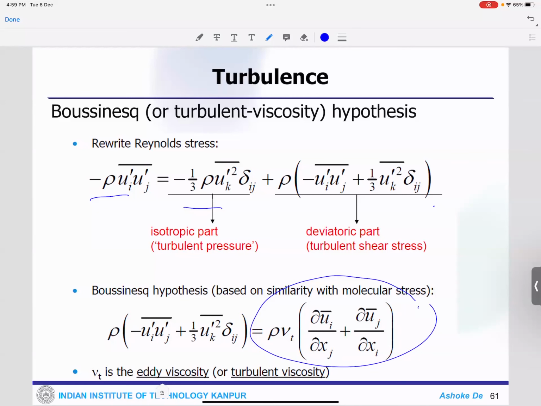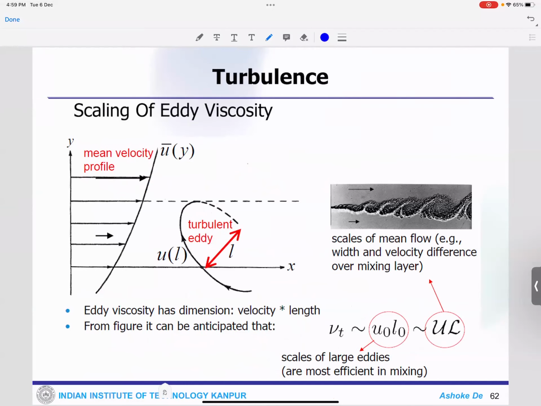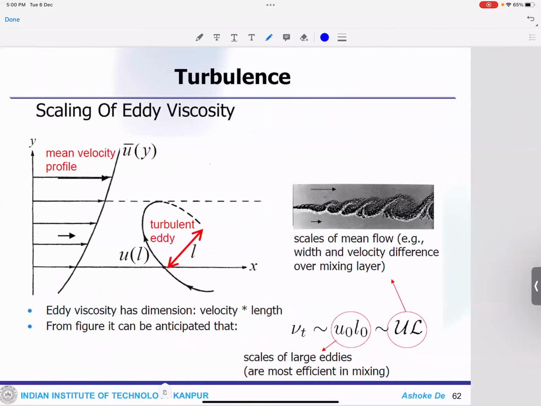Then you couple that together with the main flow equation. In a turbulent flow equation, on the right hand side you will have the effective viscosity, which is in terms of the molecular viscosity and this turbulent viscosity. So this is what the scale of the large scale is.